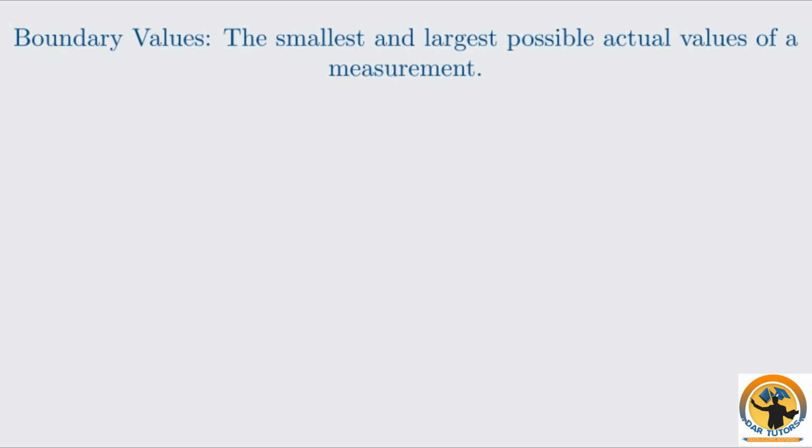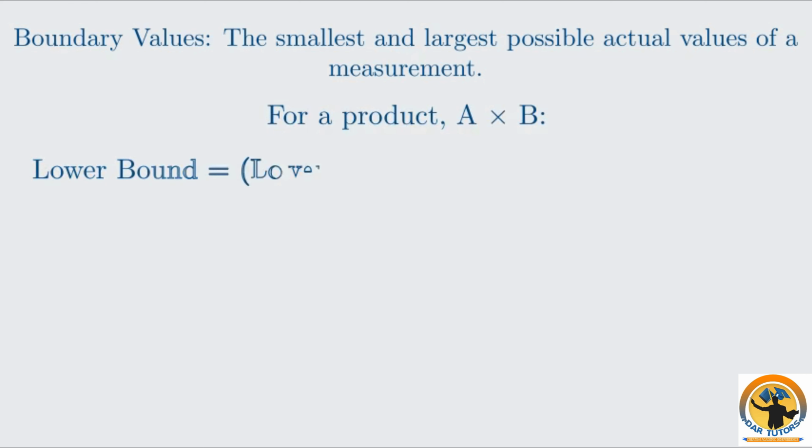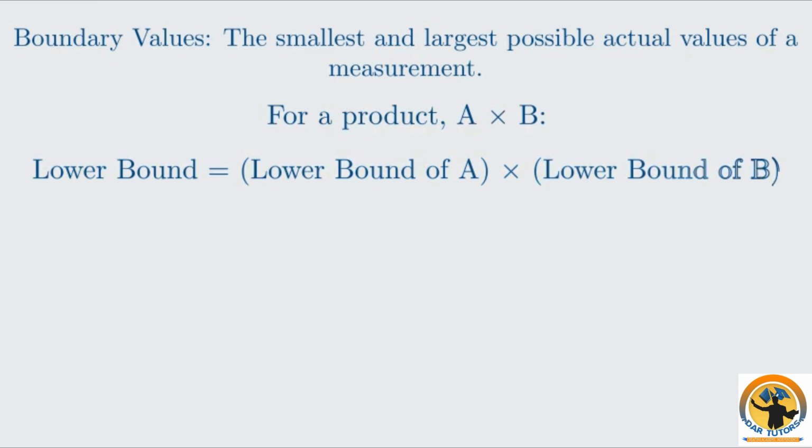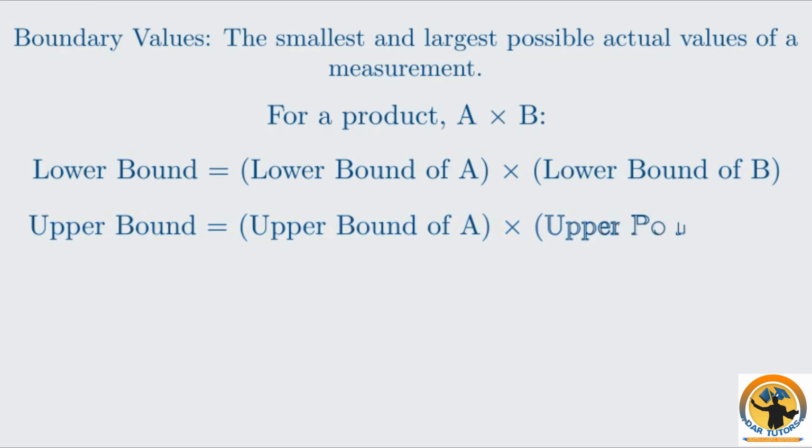For example, to find the lowest possible area of a rectangle, you should multiply its lowest possible length by its lowest possible width. To find the lower bound of a product, you multiply the lower bounds of the factors. To find the upper bound, you multiply the upper bounds. This method ensures we capture the entire range of possibilities that could arise from the uncertainty of our initial measurements.